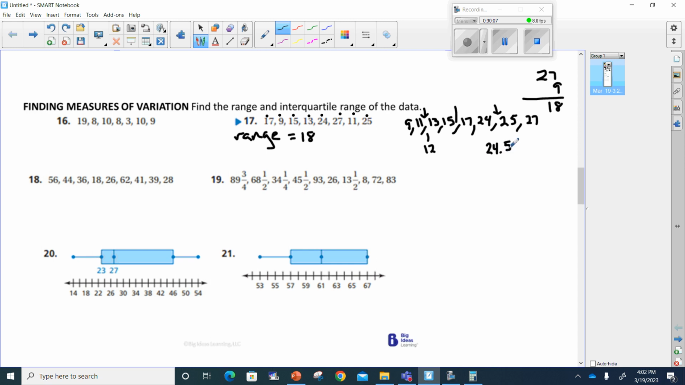Now I have to take 24.5 and subtract 12. That's going to give us 12.5. So the interquartile range equals 12.5.